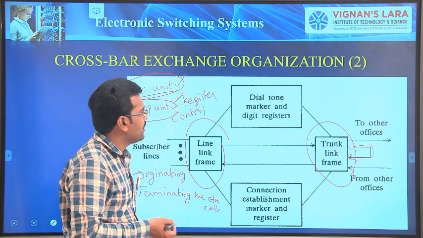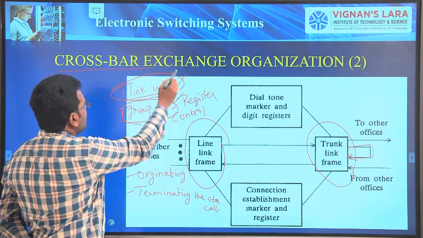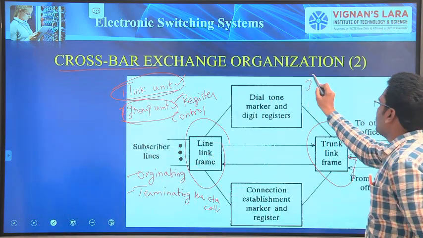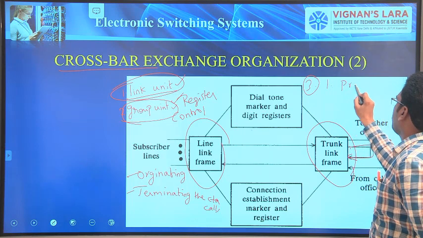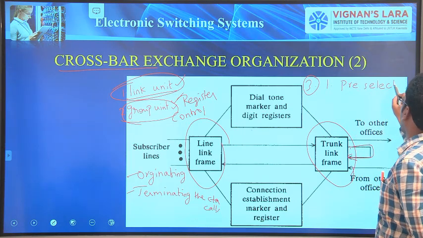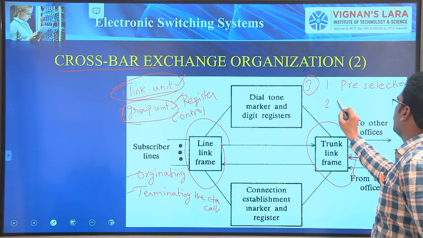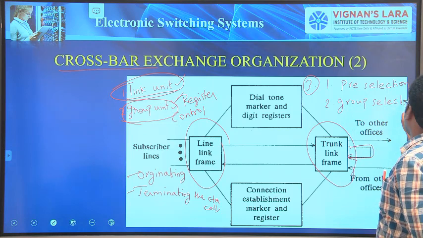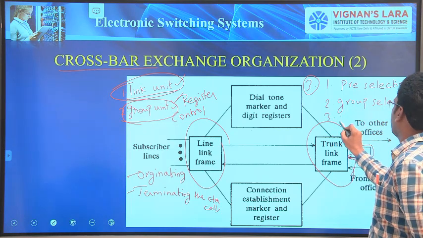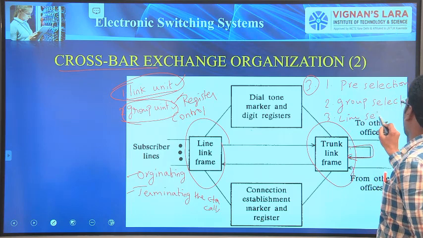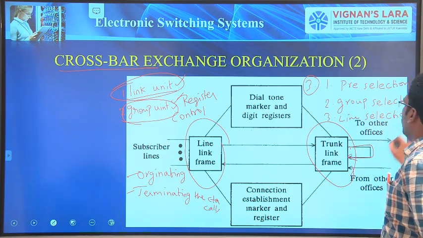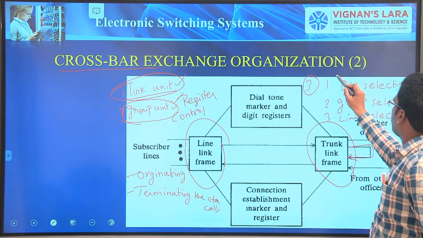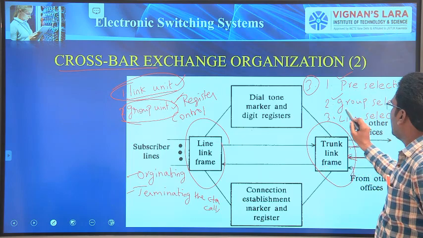Now coming to the crossbar organization principle, there are mainly three sections. One is called pre-selection, second is called group selection, and third is called line selection. So the crossbar exchange operates on three basic principles: pre-selection, group selection and line selection.